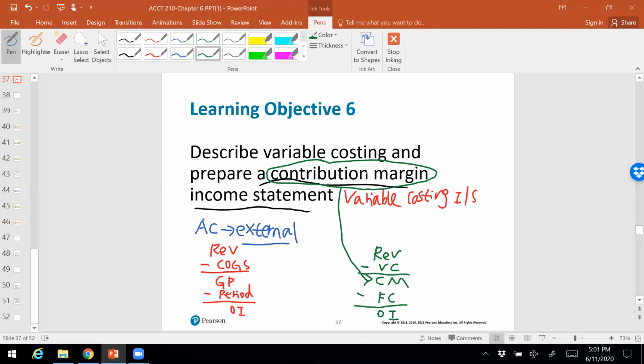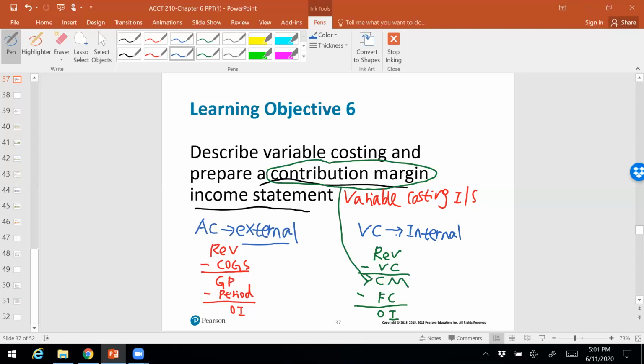This is called the contribution margin income statement. It also is called, as I said, variable costing income statement. And we only use this for our internal reporting. You cannot report this to the SEC. It's only for your personal internal use. Okay, so you get the general idea. We have this as our external reporting, absorption costing. We have this variable costing as the internal reporting purpose.